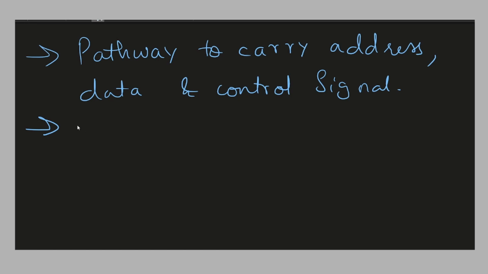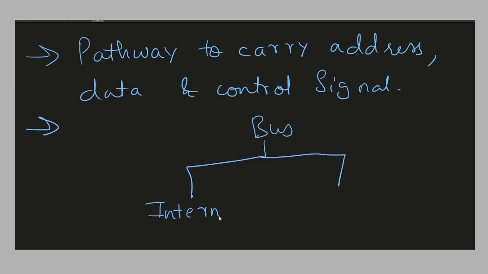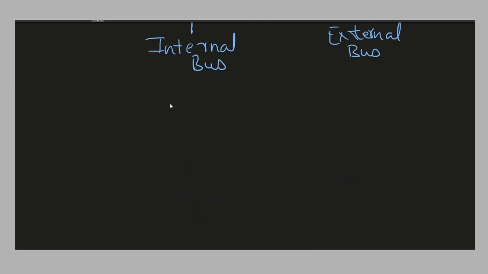So that's what a bus is. Now, the bus is also divided into two parts: internal bus, which is also known as system bus, and external bus. External bus is also called the expansion bus.